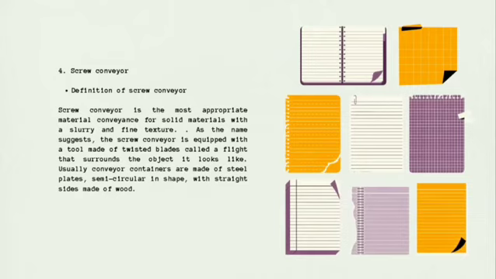Five, screw conveyor. Definition of screw conveyor. A screw conveyor is the most appropriate material conveyor for solid material with a solid and thin texture. As the name suggests, the screw conveyor is equipped with a tool made of twisted blades called a flight that surrounds the object. It looks like a screw. Usually conveyors are made of steel plates, semi-circular in shape, with track slide made of wood.